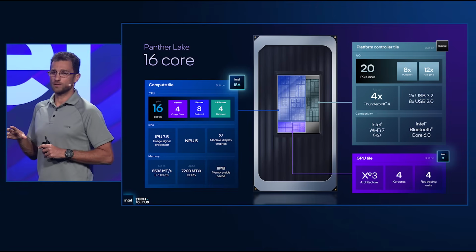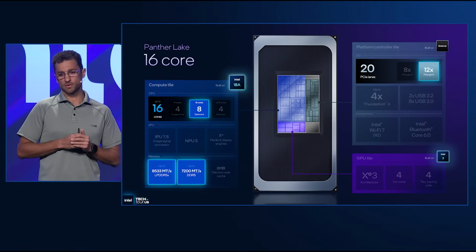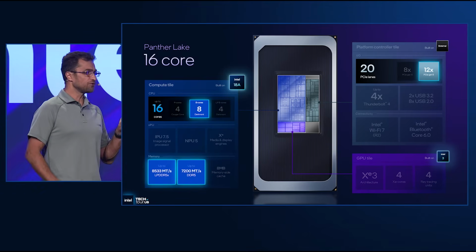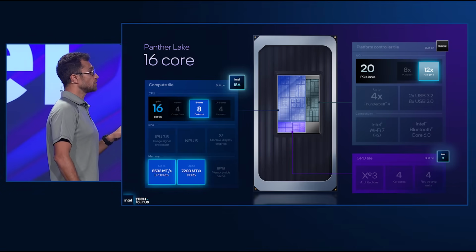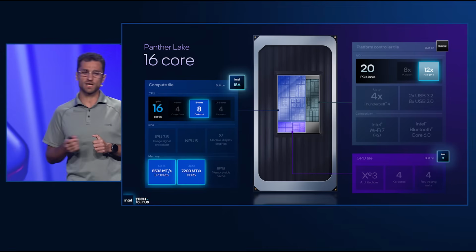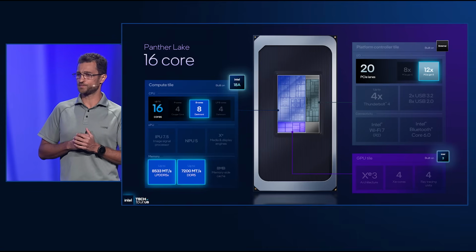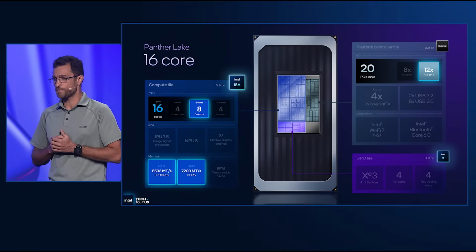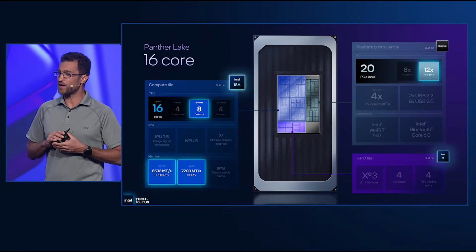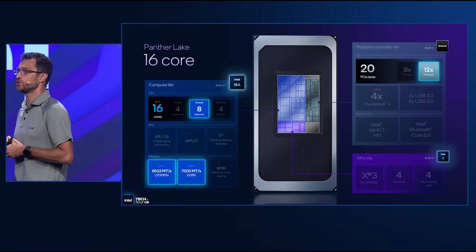Now let's look at the second, more performing configuration, which brings upgrades to the compute and the platform controller tile. The compute tile upgrades the performance cluster to a 4 P-core and 8 E-core config, and together with the efficiency cluster, it supports a powerful 16-core configuration. As you can see, the memory bandwidth is boosted. In this config, we support LP5 up to 8.5 gigatransfers per second, and DDR5 up to 7.2 gigatransfers per second.